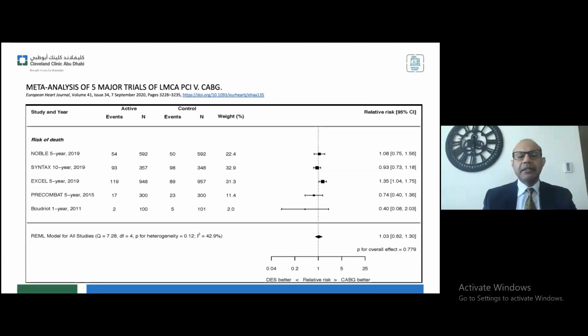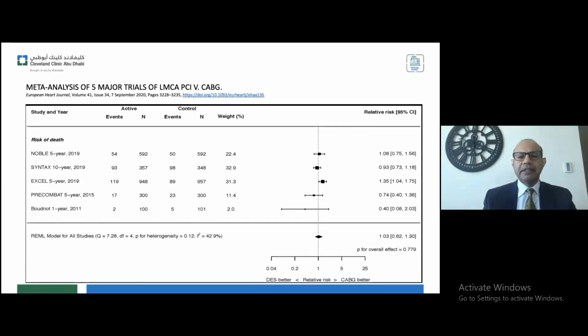We've had a very interesting meta-analysis of the 5 major trials. This was published in the European Heart Journal in September of last year, and it takes into consideration the NOBLE trials, SYNTAX, EXCEL, PRECOMBAT, and BOREAL. The important thing to note here is that SYNTAX is the only one with the 10-year follow-up.